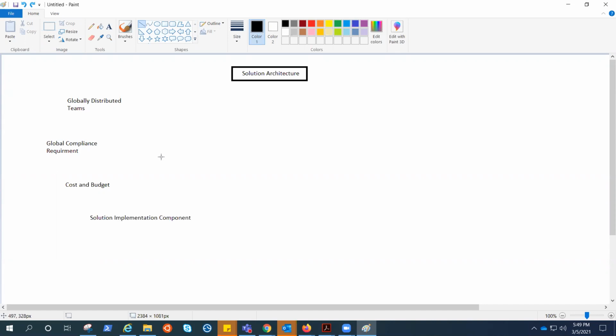Then we have solution implementation component. Solution architecture provides a high level overview of different implementation components of the product beforehand, which helps to plan the execution.